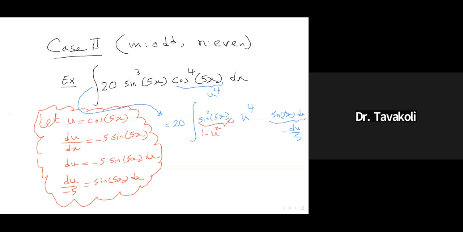So let's see what we have so far. So far we have 20 times the integral of 1 minus u squared, u to the 4, then du over -5 or minus du over 5. So minus 1/5 can be pulled out of the integral. It can be pulled out of the integral because it's like minus 1/5 has been multiplied by the rest of the function. So what we are going to do is, let me continue on the next page.